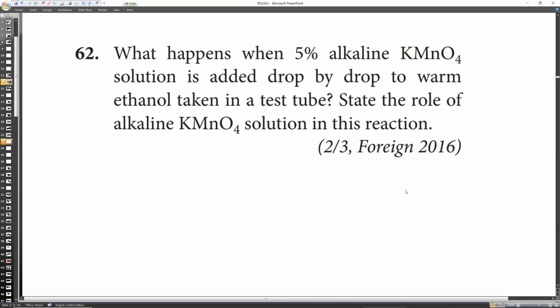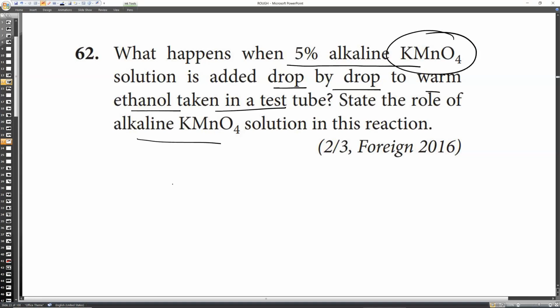Question number 62. What happens when 5% alkaline KMnO4 is added drop by drop to warm ethanol taken in a test tube? State the role of alkaline KMnO4. This question has been asked many times for alkaline KMnO4.